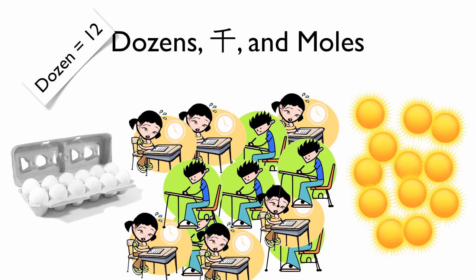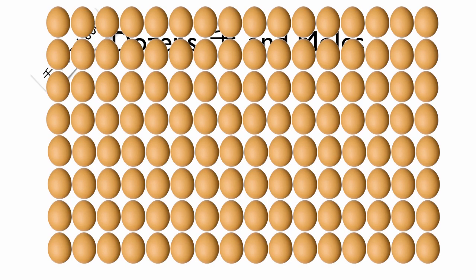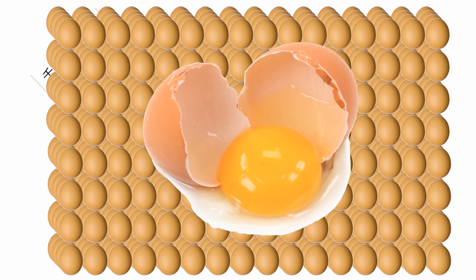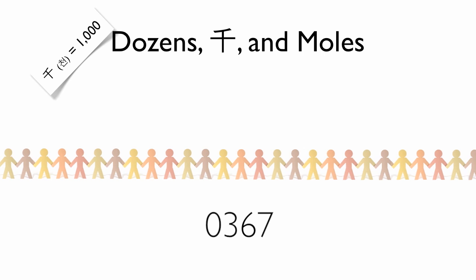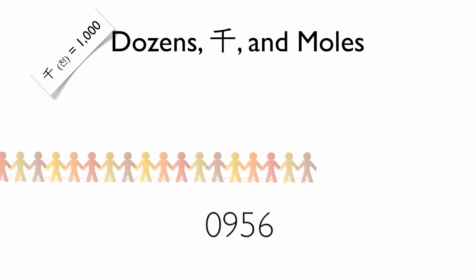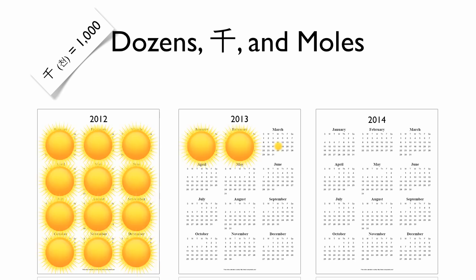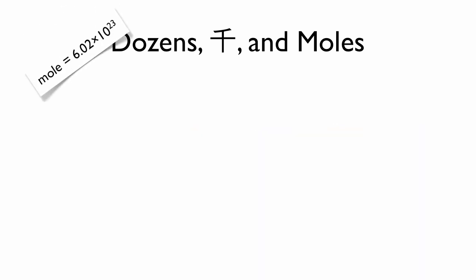is almost 2 weeks. And we can count by larger groups, such as 1,000, like 1,000 eggs, 256, 512, 768, 1,024, oops, too many, or 1,000 students. And even 1,000 sunny days, almost 3 years of nice weather. But if we wanted to count truly large groups of things, we could use moles.